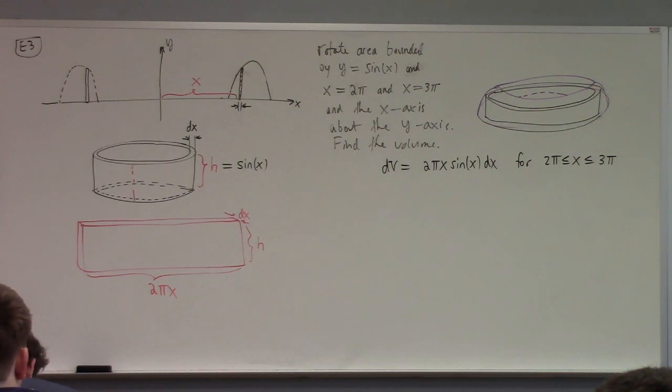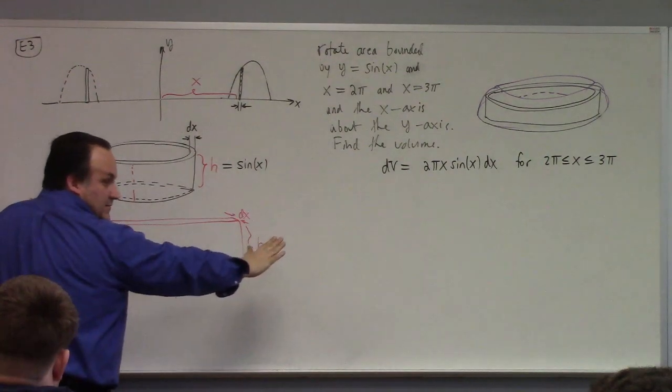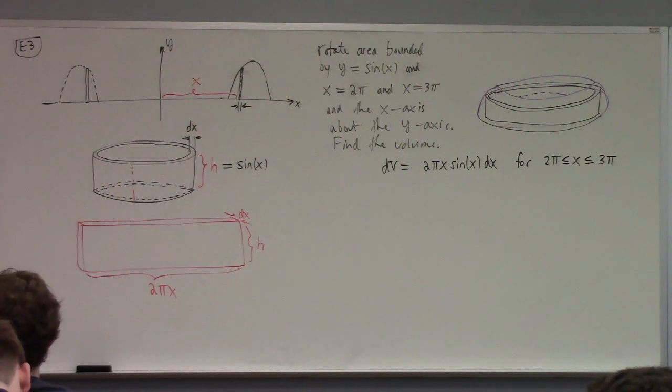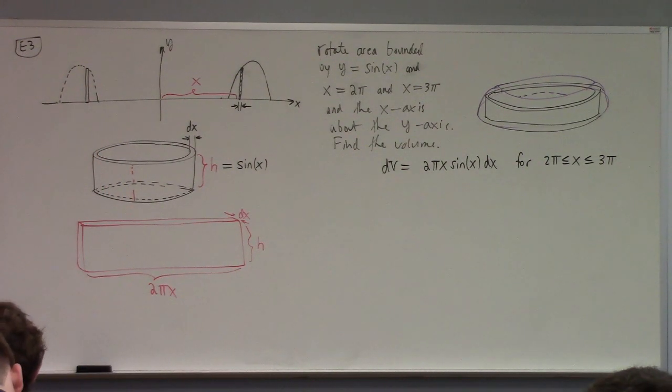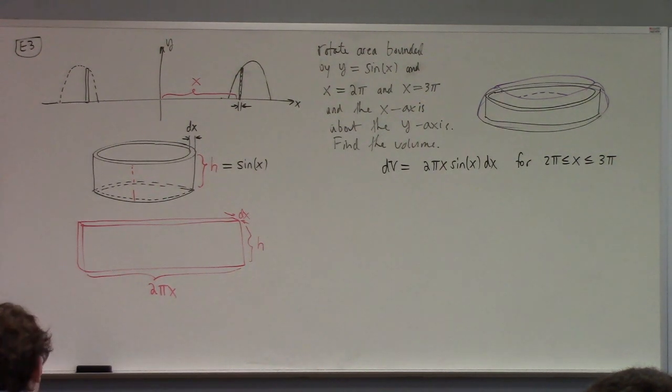Is that bottom diagram the cylinder turned to the side? Yeah, this bottom diagram is just this cylindrical shell laid flat, just to see its volume. That's how I understand the volume of the shell.